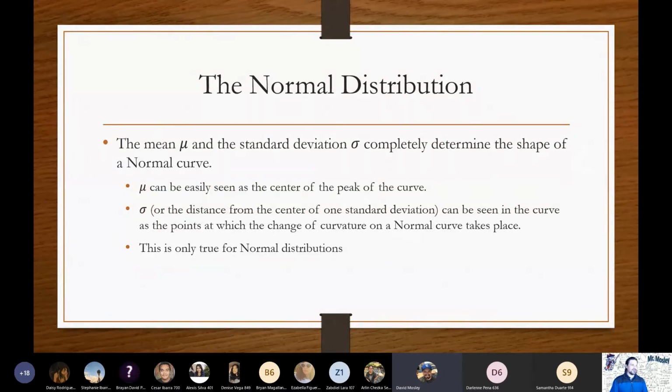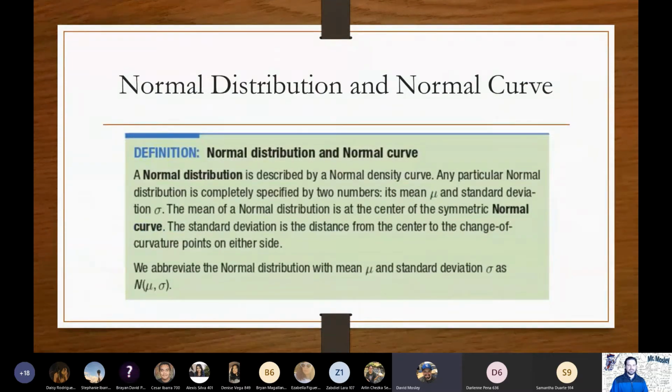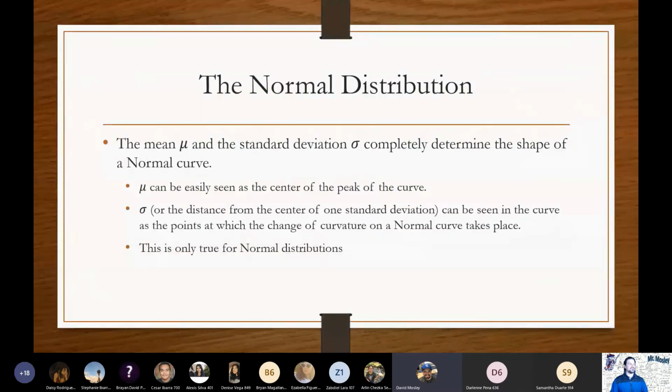If I know the mean and the standard deviation of something that is not a normal distribution, then I need more information to draw it. All right. So this is kind of our setup to our formal definition. This is some of the things that we saw last week, just in a quick snapshot.